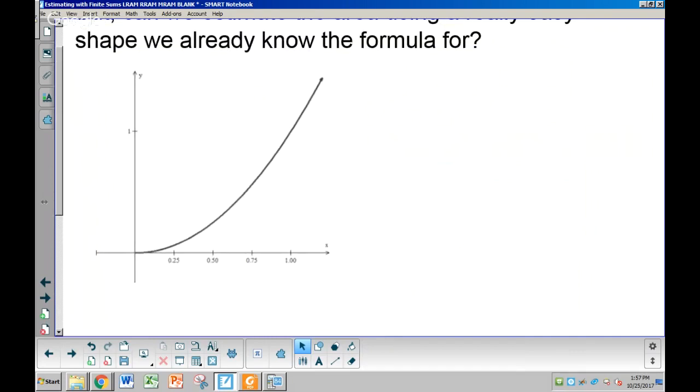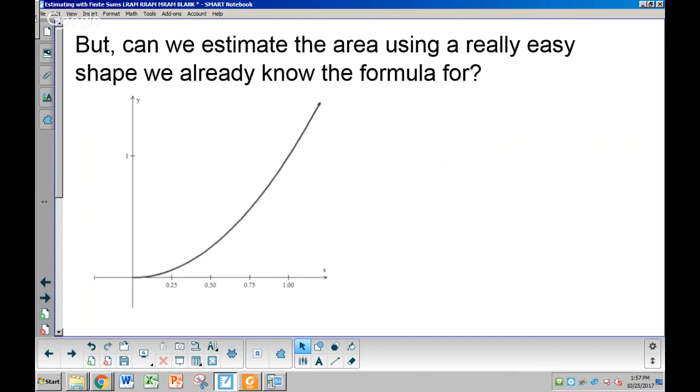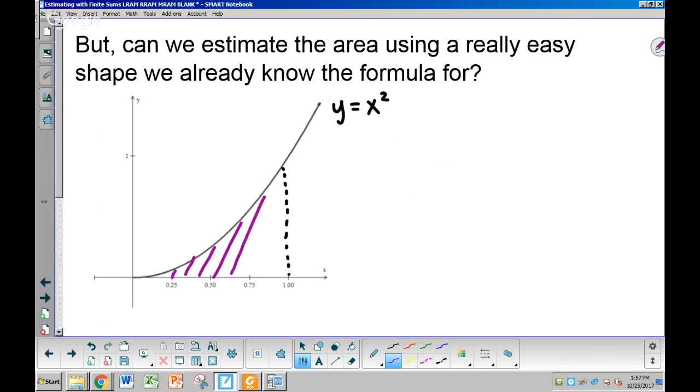So let's say this is y equals x squared, for you guys to label. And let's say I want to find the area under this curve from 0 to 1. And that's curvy. I don't have a formula for it. But we might be able to estimate the area under this curve. Everybody goes to a triangle, which is 1/2 base times height.